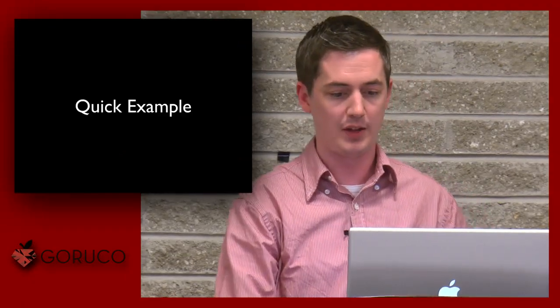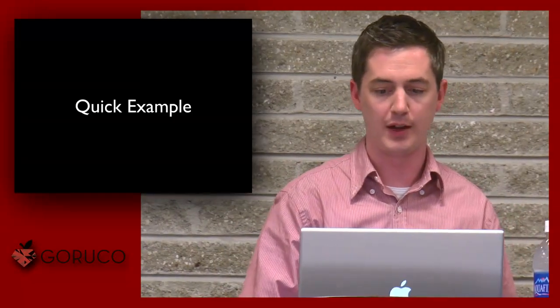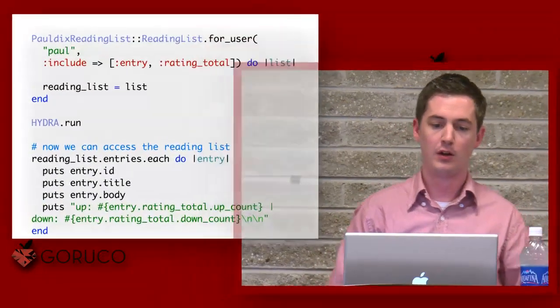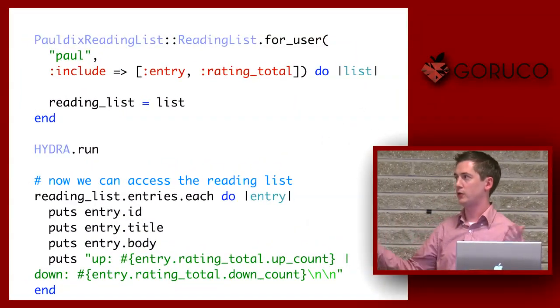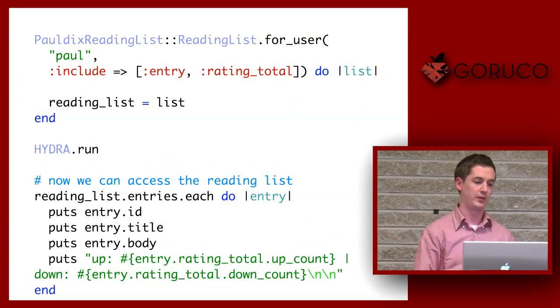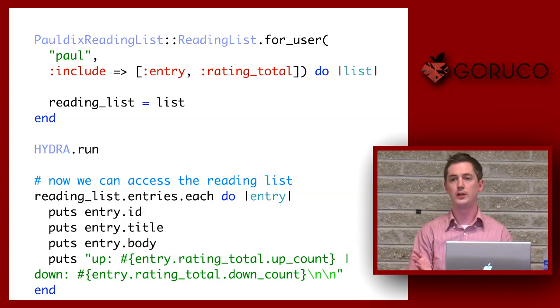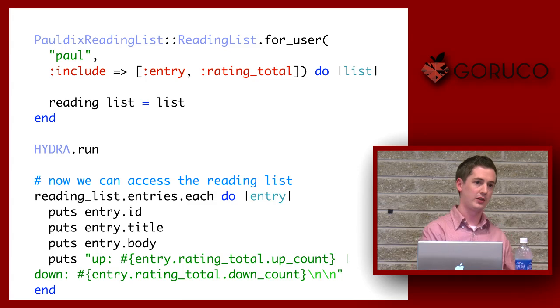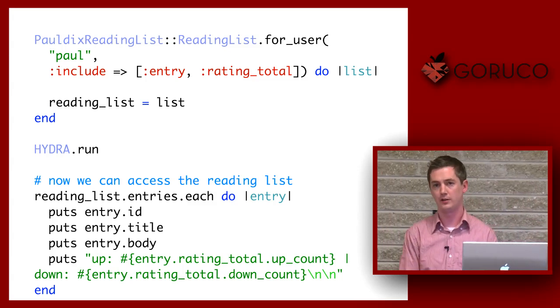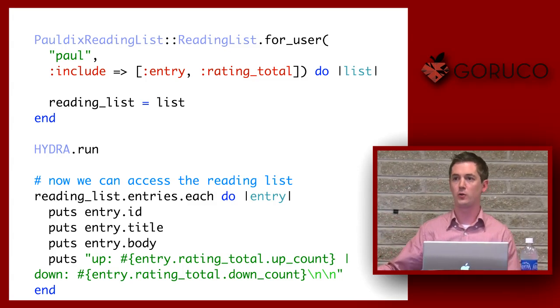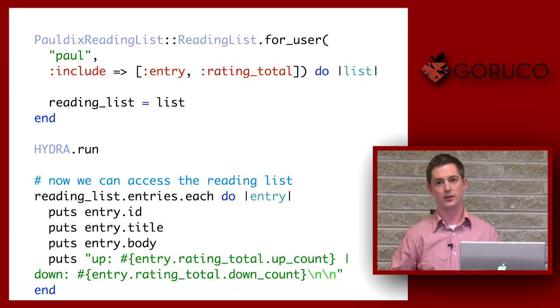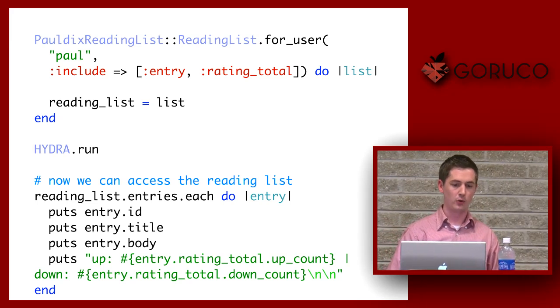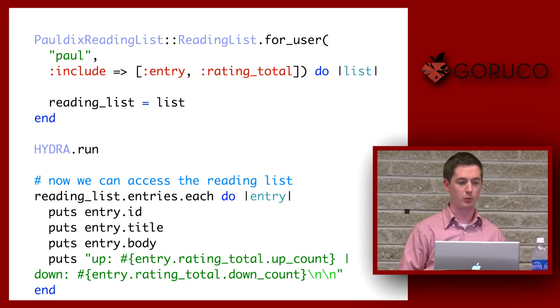So here's a quick example of what that looks like. I had created this example for the book that was like a social feed reader. If we're going to break this out into different services, I said, okay, I'm going to have a service that tracks a user's reading list, a service that just stores the feed entries for the system, and a service that stores all the votes and rating data. So this is what that looks like.